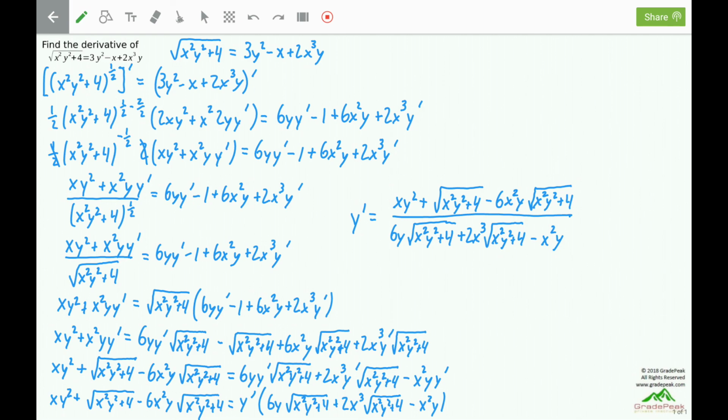It may be tempting to cancel out the square root of x squared y squared plus 4 from the numerator and denominator, but in order to do that, we have to be able to factor it out in the numerator, and there's one term that does not have it here, so it cannot factor out. And likewise, we have to be able to factor it in the denominator, and it does not factor out because there's one term down there that doesn't have it. And so they are stuck in the other two terms in the numerator and denominator, and there's no way to factor and cancel. So this is the simplified version of the derivative y prime.